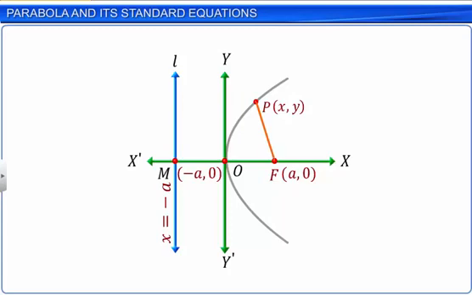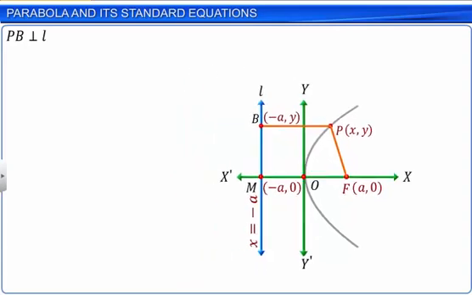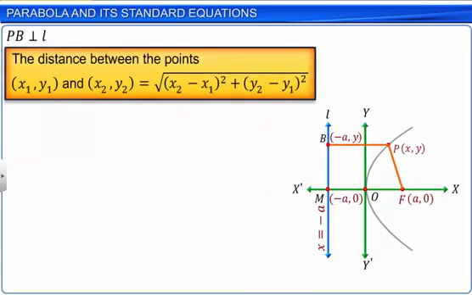PF is the distance of point P from the focus of the parabola. Let PB be the perpendicular drawn from point P on the directrix. Thus, PB is the distance from point P to the directrix. Since point B lies on the directrix, its x-coordinate will be minus a. The y-coordinate of point B will be the same as that of point P, that is, y. We already know the formula for calculating the distance between two given points.